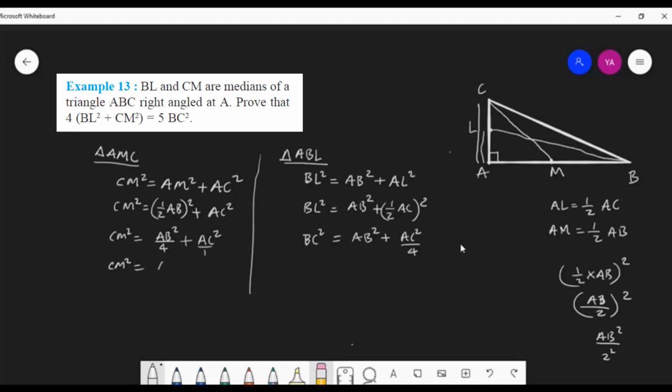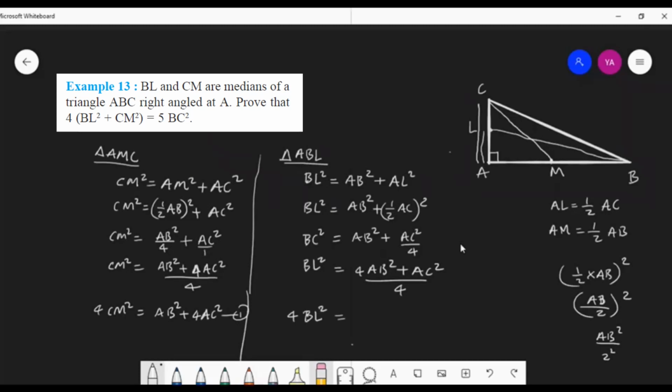Taking 4 AB square plus AC square by 4 on the right side, we get AB square plus 4 AC square by 4. Now the 4 you take to the left side. So you will get 4 CM square is equal to AB square plus 4 AC square. So we give this number 1.